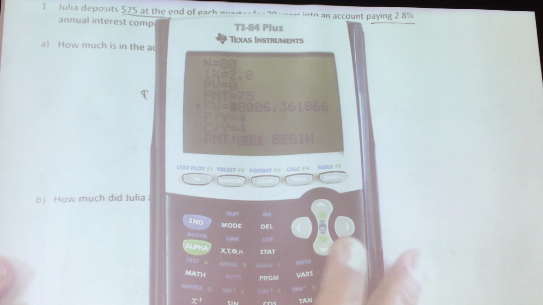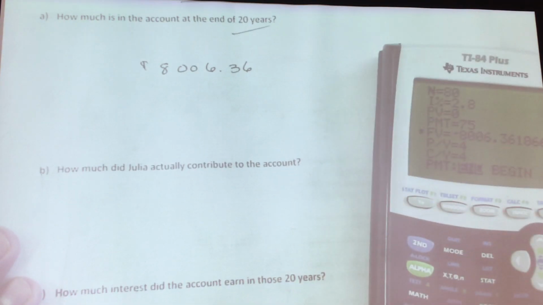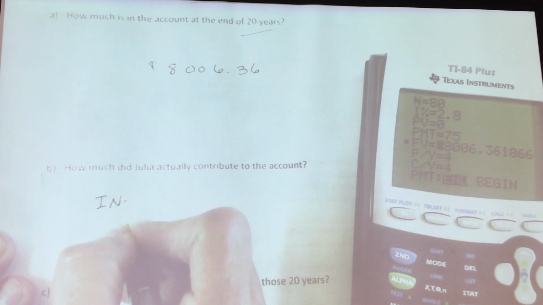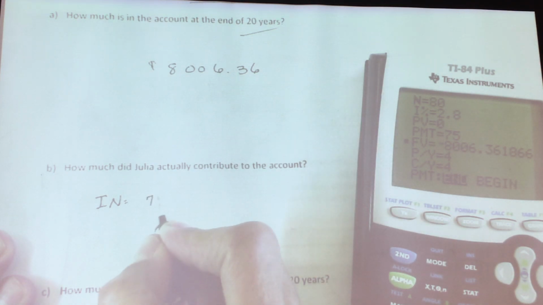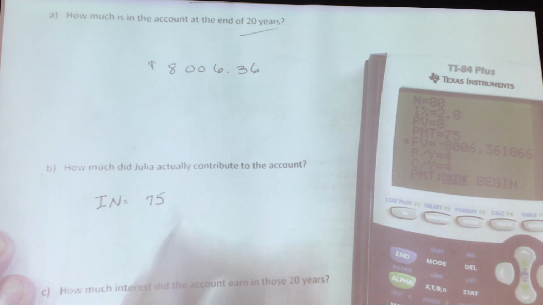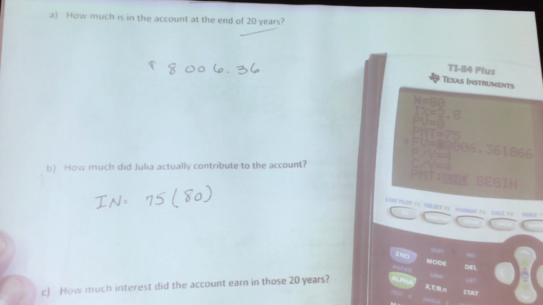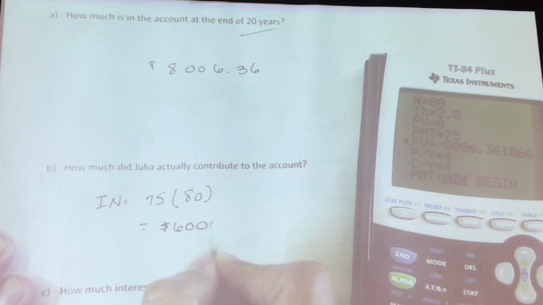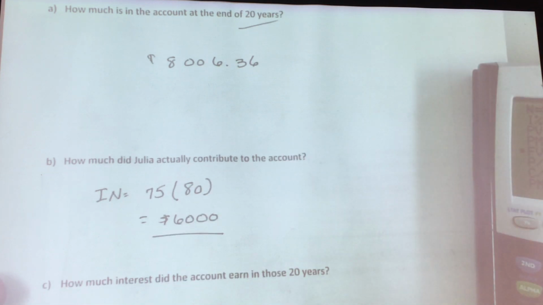Now for letter B, how much did Julia actually contribute to the account? Let's see how much she actually invested. Well, the payment is $75. She paid every quarter times 80 payments. So 75 times 80 is equal to $6,000. That's how much she actually contributed to the account.